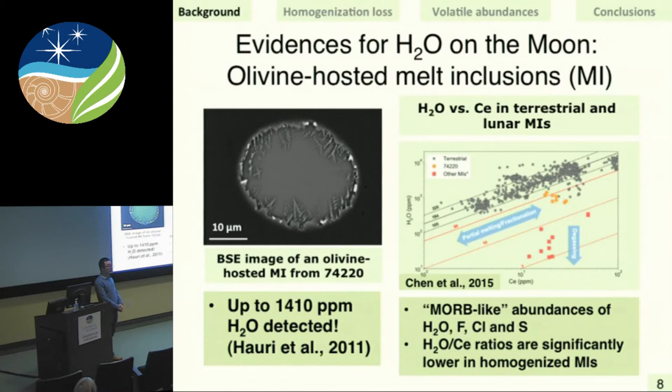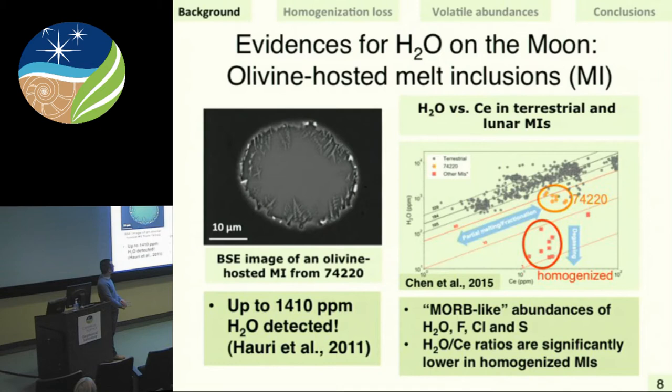Here's an image showing how a melt inclusion from this sample looks. And a more recent work by Chen et al. 2015 looked at a water-cerium plot. By comparing water concentration in the melt inclusions to their cerium concentrations, we can reduce the effect of partial melting and fractionation on the scattering of the data.